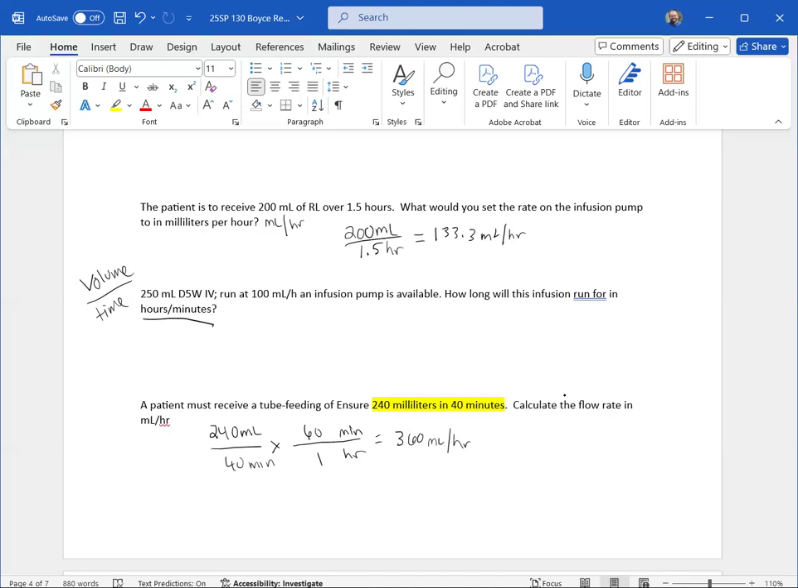So the way I would do this is, first of all, I'm looking at this. I have an IV of 250 ml.